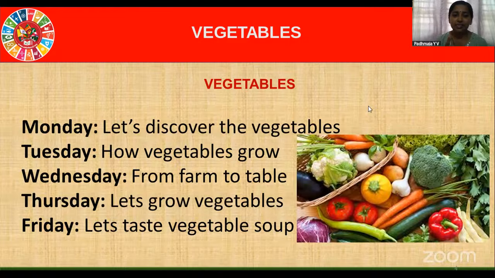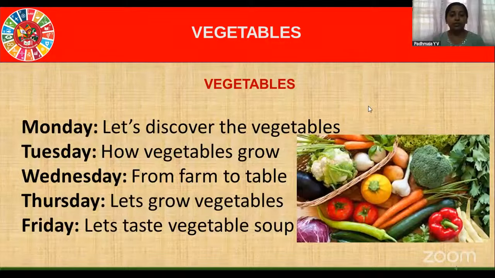The next is how vegetables grow. When it comes to vegetables growing, all vegetables do not grow on or above the ground. There are vegetables which grow under the ground. Some vegetables are called root vegetables, some are called leafy vegetables, some are called stem vegetables. We can categorize all these and help children discuss them on Tuesday.